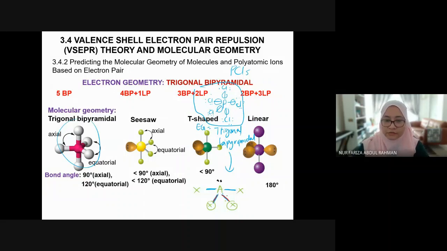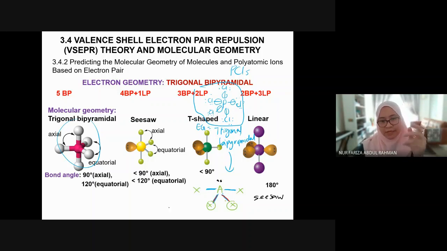Okay, all right. So what is the molecular geometry now? This is what we call seesaw. If you got seesaw, please make sure that you draw it seesaw lah. Kena nampak bentuk seesaw tu. You cakap seesaw tapi tak nampak seesaw pun. Ini nampak T-shape ni, salah.